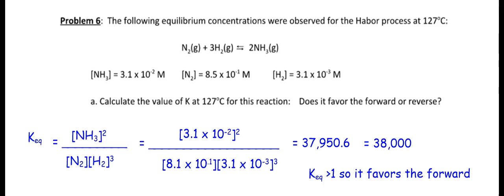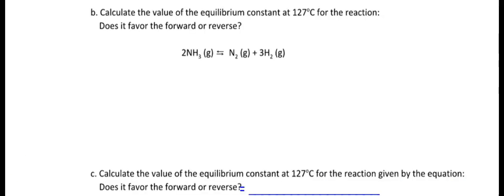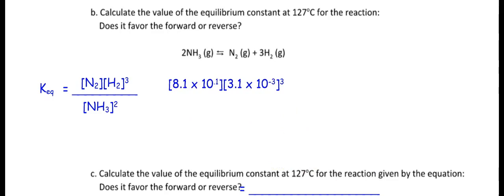Okay, now look what's going to happen in letter B. Look at the difference between A and B. I flipped these, didn't I? So calculate the equilibrium constant. I'll do the same thing I did before. This time my products are nitrogen times hydrogen cubed divided by ammonia squared. Next I will plug in my numbers. I do believe it is these numbers. And what does that equal? I believe it equals that.